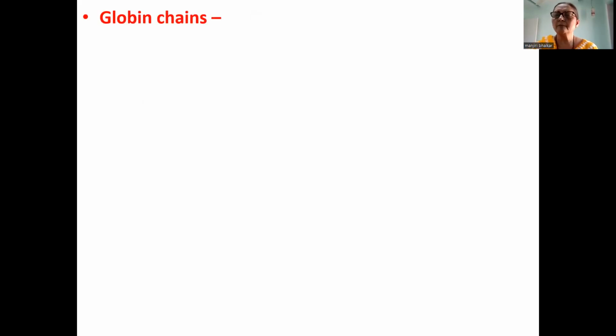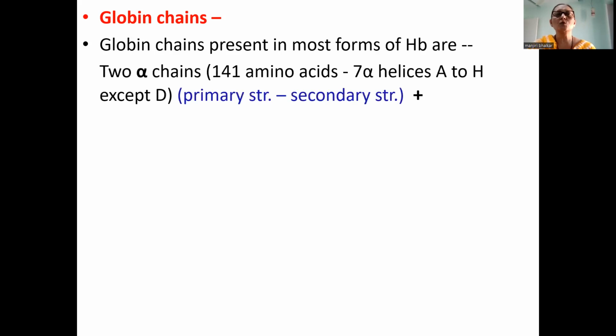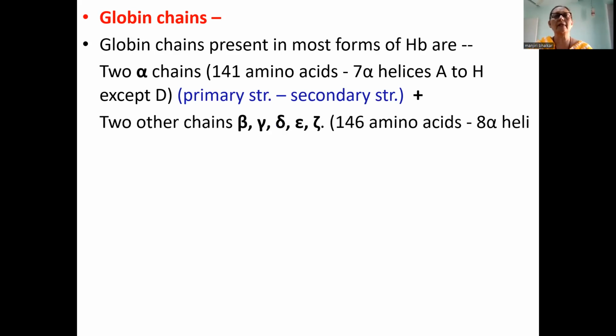So now, a little more detail about the globin chain. Globin chains present in most forms of hemoglobin include two alpha chains. So we always have one hemoglobin made up of two alpha chains, and then it is also made up of two other chains, that is, it can be beta, gamma, delta, epsilon or zeta chain. For example, in adult hemoglobin, 98% of the adult hemoglobin contains two alpha and two beta chains.